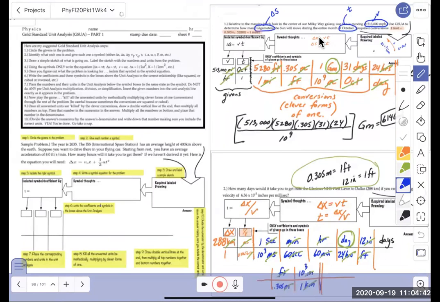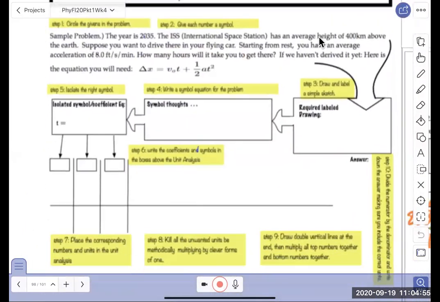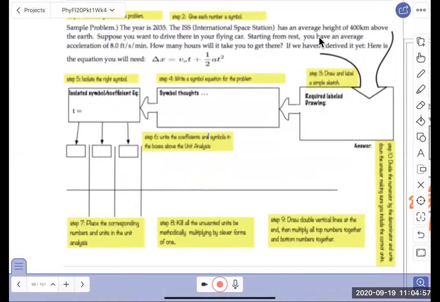So we spent the majority of the day working on gold standard unit analysis. We didn't do the sample problem because that is where the take-home test is. That is where the help video is. So the help video is about this problem, so I don't want to keep repeating myself. We've already spent enough time putting together that help video.